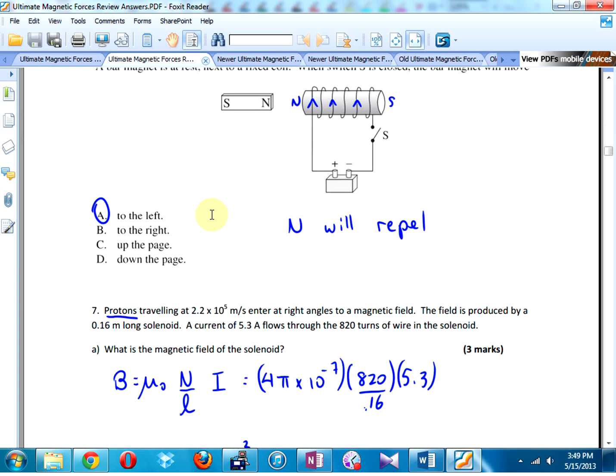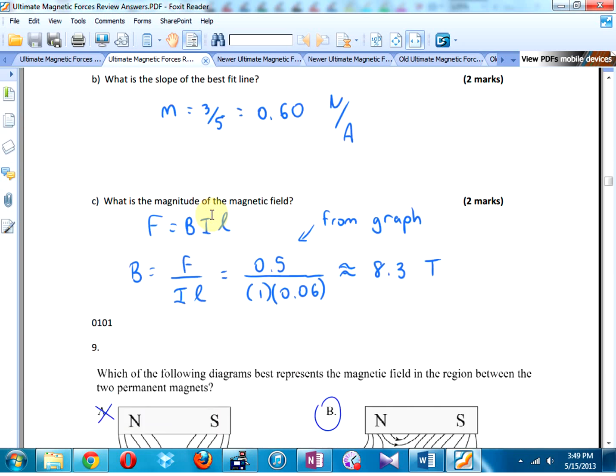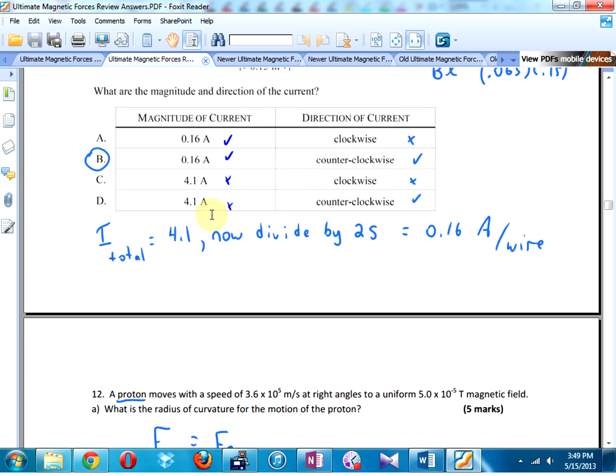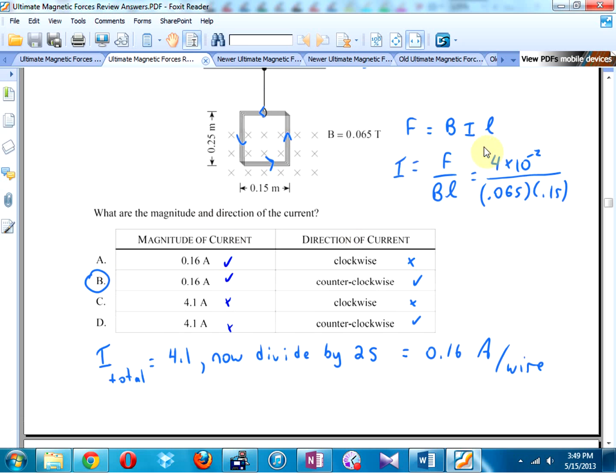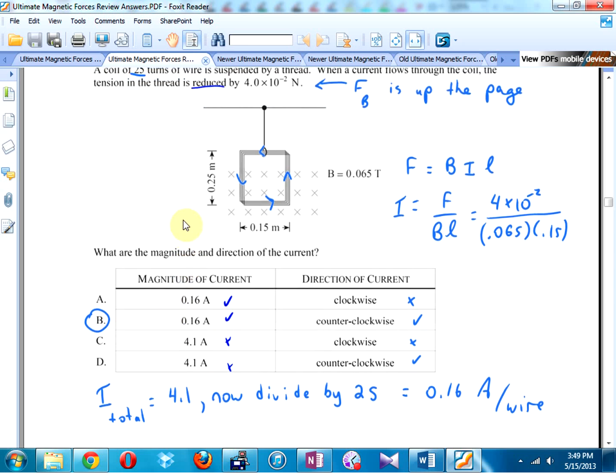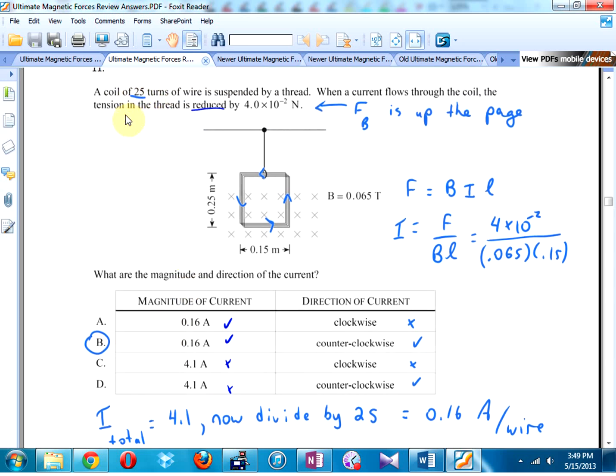I thought it was okay. It was cheap, but good, pay attention. I found the current, everyone gets that, and you get 4.1. Wait a minute. How many turns of wire? How many wires are there? 25 wires. So you know what? Since you got 25 separate wires, not one, you can divide that current by 25. It's going to be 0.16 amps in every single little wire there.